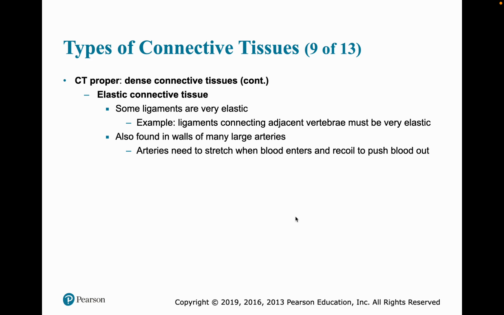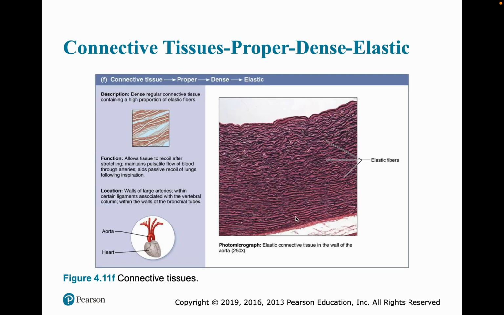Elastic connective tissue. Some ligaments are very elastic, so the ligaments connecting adjacent vertebrae are very elastic. They're also found in the walls of large arteries. That allows arteries like the aorta to stretch as they fill with blood and then recoil to help push the blood out. So although the heart is the only pump, there is some pressure reserve built up in the aorta.